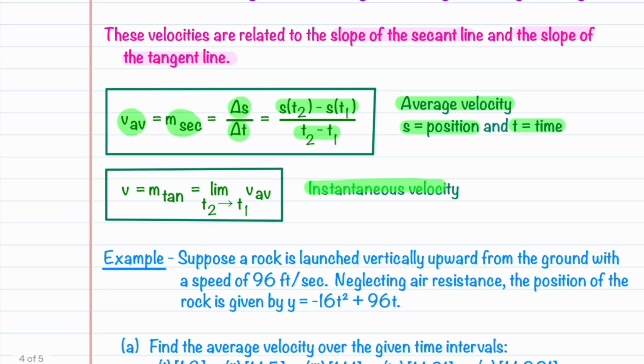The instantaneous velocity then is usually written as v, and it's the slope of the tangent line, which is just the limit as t2 goes to t1 of our average velocity. Those are the formulas that you're going to need to know, and I again put them in a green box to make it easier.